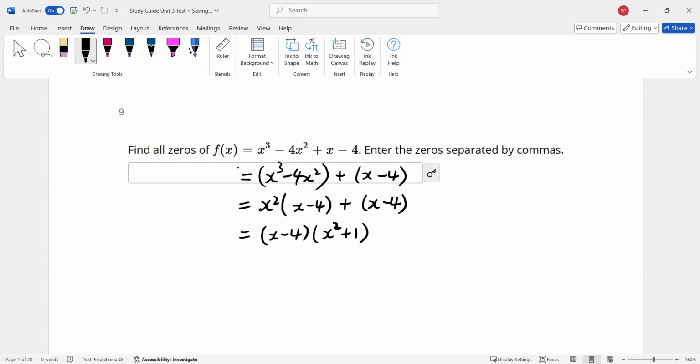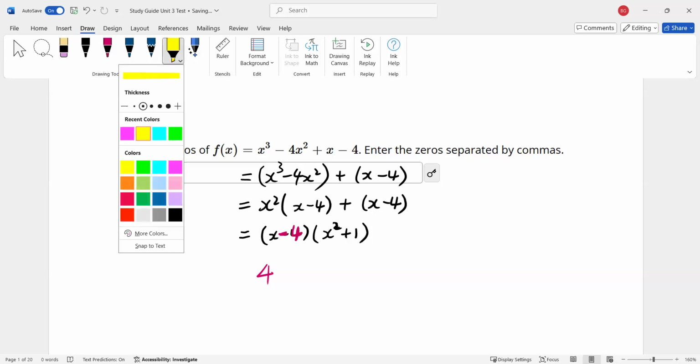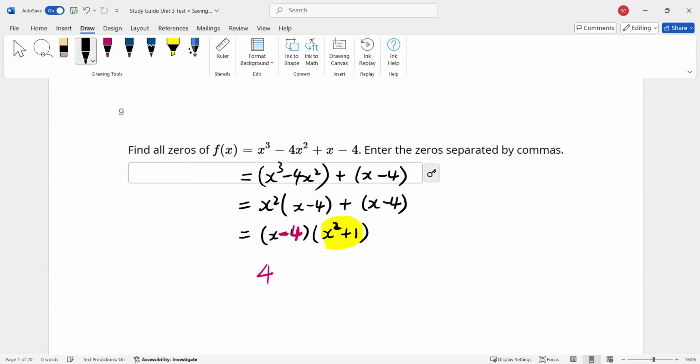Okay, so obviously, the opposite of this number, which is a 4, is a 0, right? So we got a zero. This polynomial function has degree 3, so it should have 3 zeros in the complex number set. We already got 1. The other 2, look at this factor. We're going to make that x squared plus 1 equal 0.